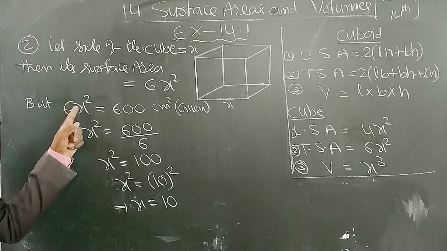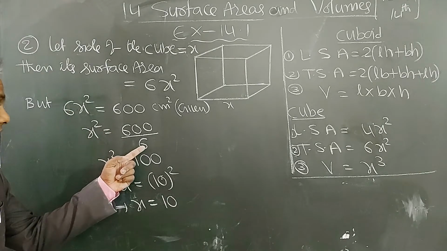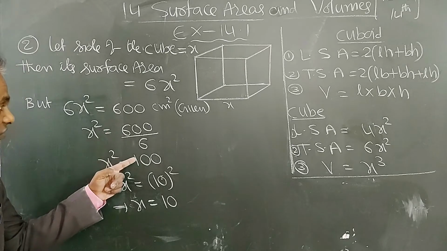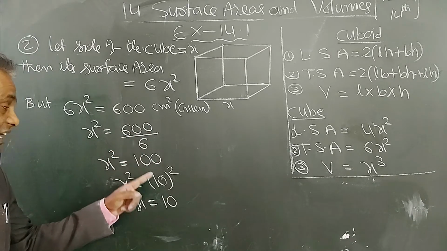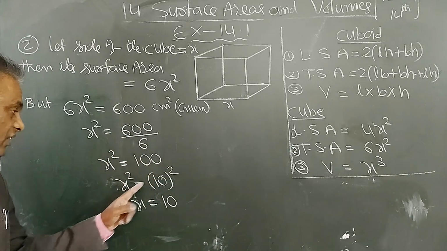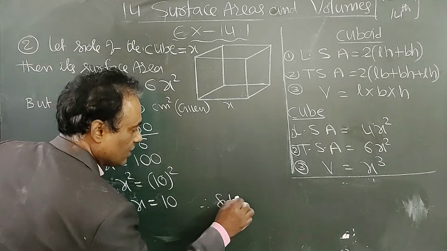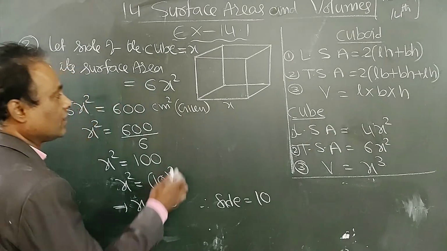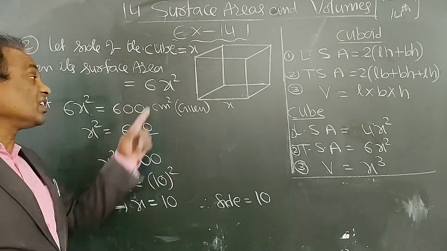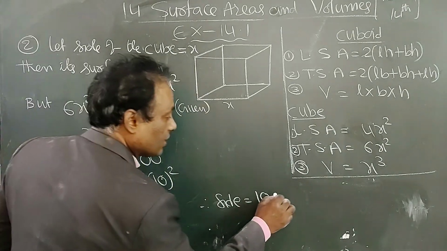See, 6 is in multiplication, so it goes into the denominator. 6 ones are 6, two zeros, 100. 100 can be written as 10 square. Square and square are the same, so x is equal to 10. Therefore, the side is equal to 10. Area will be in centimeter square, sides will be in centimeters.